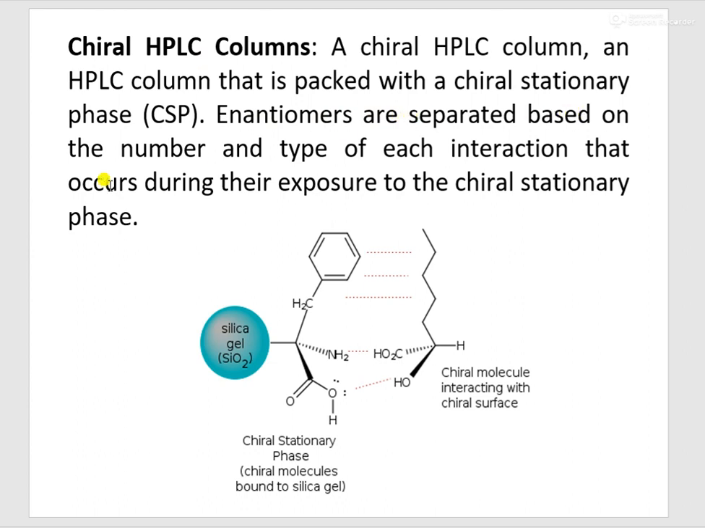Enantiomers are separated based on the number and type of each interaction that occurs during their exposure to the chiral stationary phase. So basically one enantiomer will interact differently with the chiral stationary phase, and the other enantiomer will interact differently with the chiral stationary phase, and in this way the separation of enantiomers takes place.